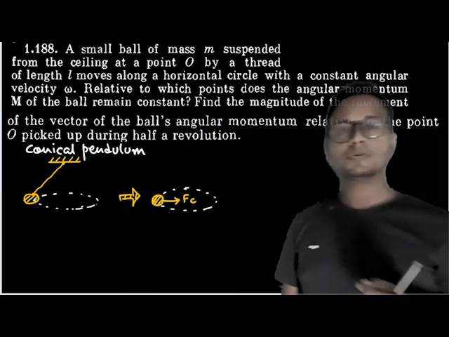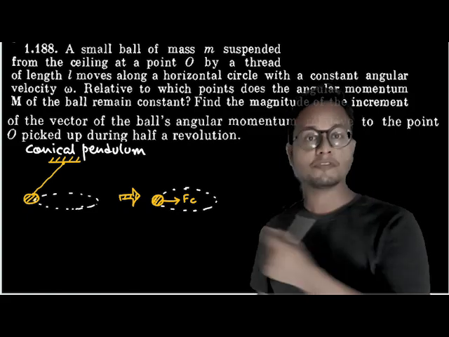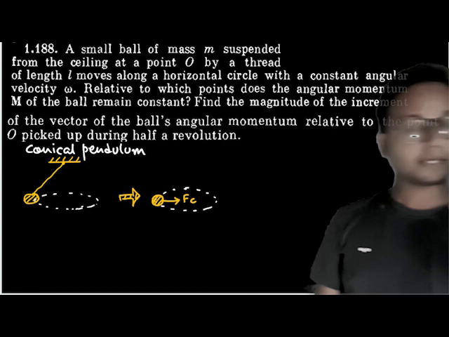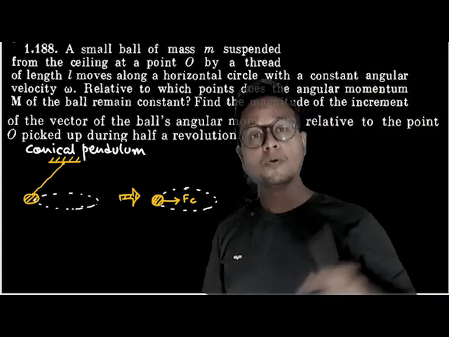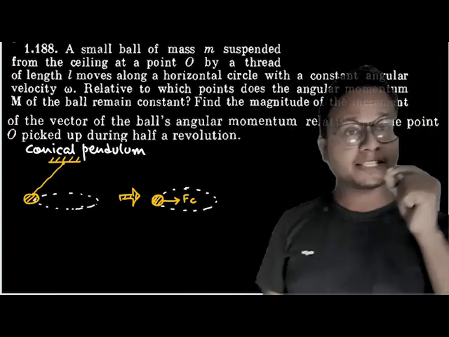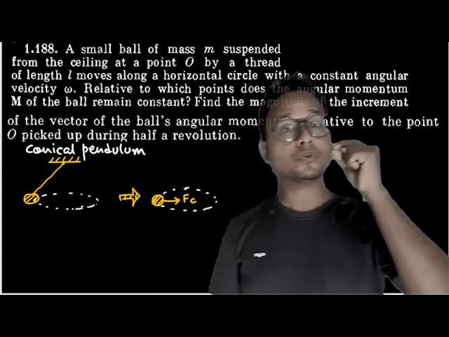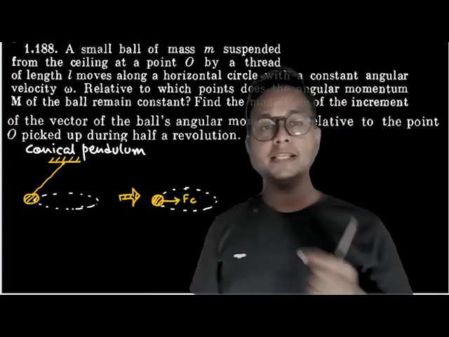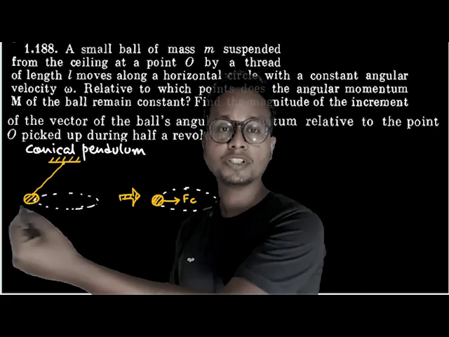Okay, so a conical pendulum is nothing but a simple case of a ball or a bob moving in a horizontal circular orbit. That much is fair and fine. What this question is asking is to find the point in space through which the angular momentum of the ball would be zero. Okay, that means what? This ball is moving at a constant velocity in the circular orbit.